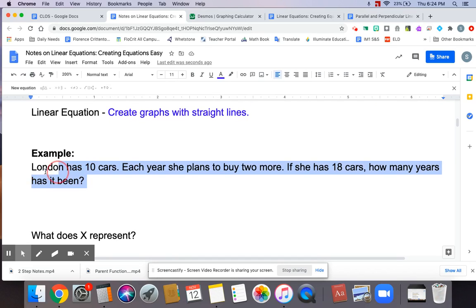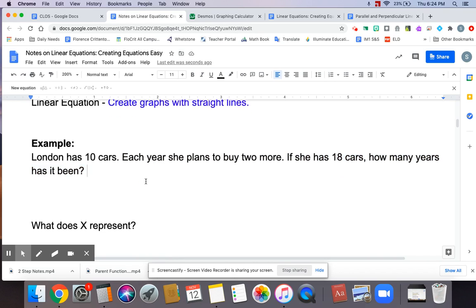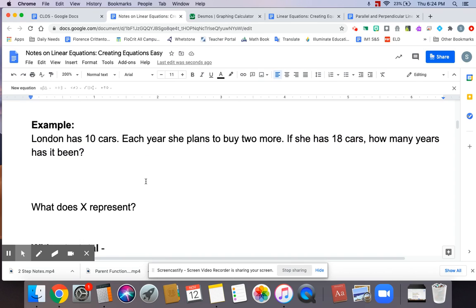So this word problem is an example of a linear situation. To figure it out, let's just talk about what's going on. It says London has 10 cars. Each year, she plans to buy 2 more. If she has 18 cars, how many years has it been? One way to solve this is you can count. I have 10 and I'm going to buy 2, 2, 2, and keep counting till I have 18 and figure out how many years have passed.